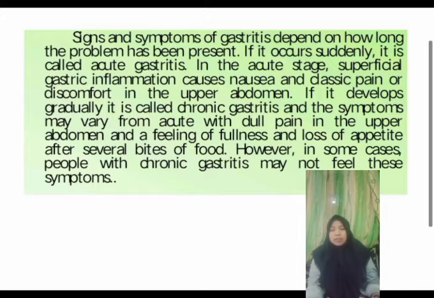Signs and symptoms of gastritis depend on how long the problem has been present. If it occurs suddenly, it is called acute gastritis. In the acute stage, superficial gastric inflammation causes nausea and classic pain or discomfort in the upper abdomen. If it develops gradually, it is called chronic gastritis, and the symptoms may vary from acute, with dull pain in the upper abdomen, a feeling of fullness, and loss of appetite after several bites of food. However, in some cases, people with chronic gastritis may not feel these symptoms.